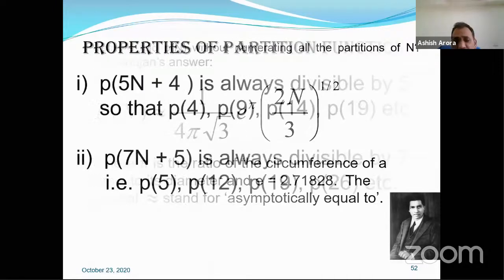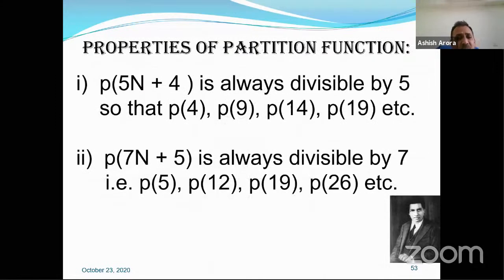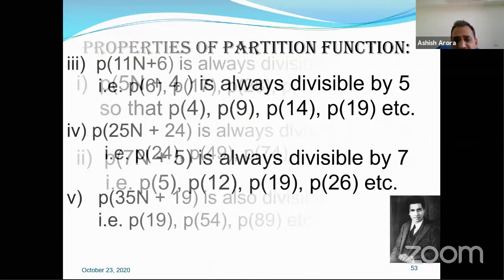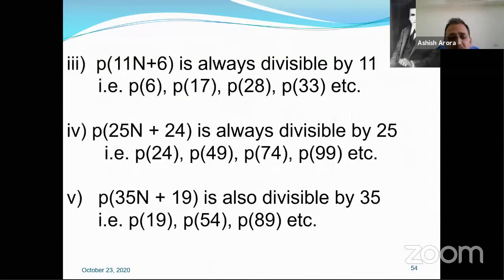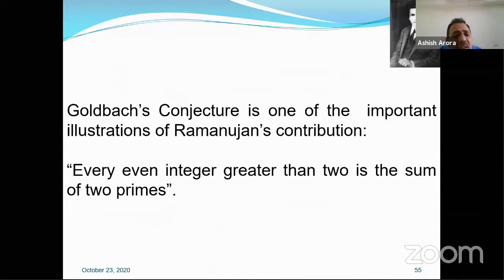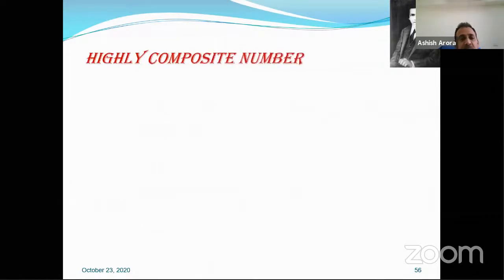ਸੋ ਪਾਰਟੀਸ਼ਨ ਥਿਊਰੀ ਦੇ ਉੱਪਰ ਮੈਂ ਜ਼ਿਆਦਾ ਨਹੀਂ ਜਾਵਾਂਗਾ ਕਿ ਵਾਟ ਆਰ ਦ ਪ੍ਰੋਪਰਟੀਜ਼ ਆਫ ਪਾਰਟੀਸ਼ਨ, ਕਿਉਂਕਿ ਦਿਸ ਇਜ਼ particularly for pure mathematicians. ਉਹਨੇ ਕਈ ਤਰੀਕੇ ਦੀਆਂ ਗੋਲਡਬਾਕ ਕੰਜੰਕਚਰਸ ਦੇ ਉੱਪਰ ਕੰਮ ਕੀਤਾ ਅਤੇ ਹਾਈਲੀ ਕੰਪੋਜ਼ਿਟ ਨੰਬਰਸ ਦੇ ਉੱਪਰ ਕੰਮ ਕੀਤਾ.